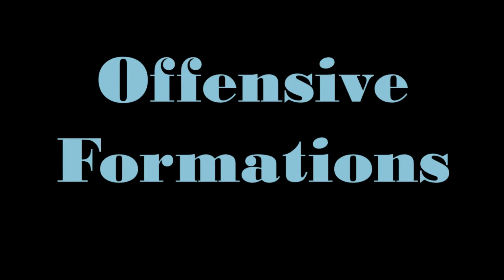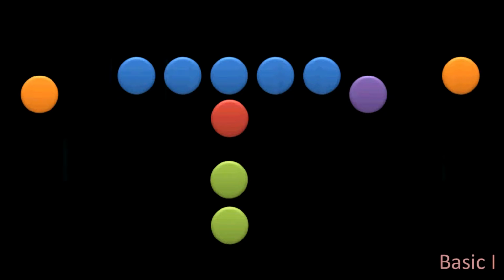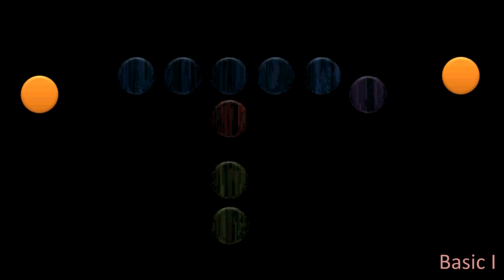The offensive team can either pass or run from any type of formation, and all of them have 11 players on the field, so I suppose none of them would be any more complicated than any other. But you could probably call the I formation the most basic offensive formation.